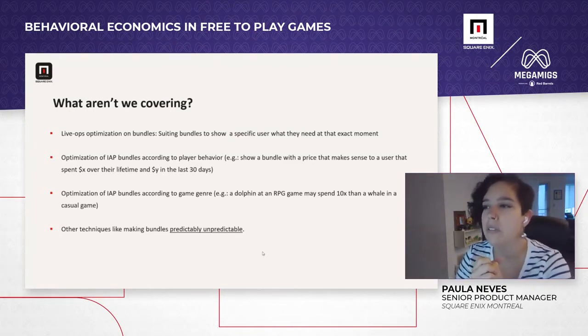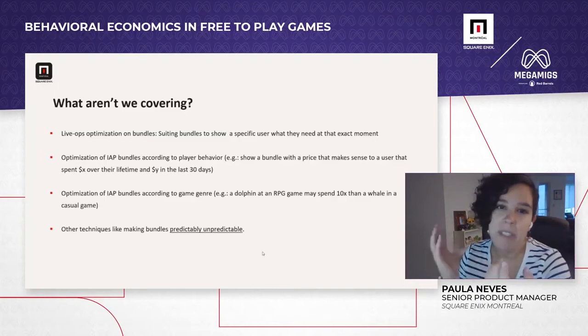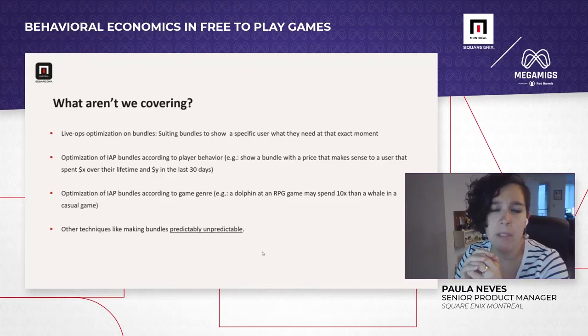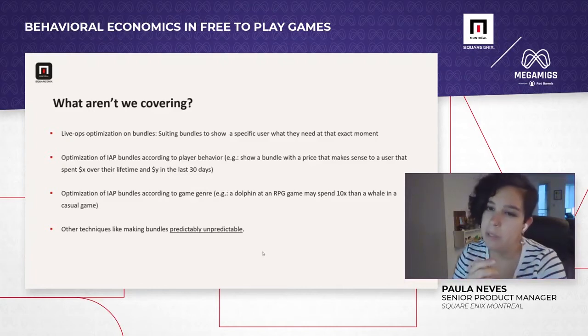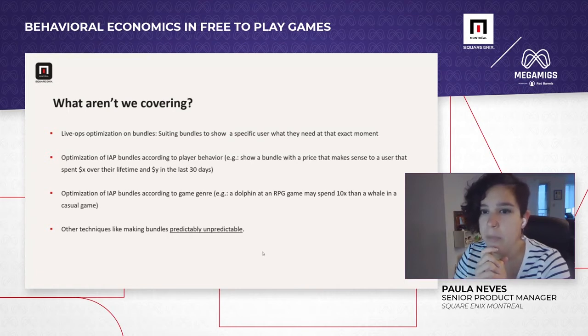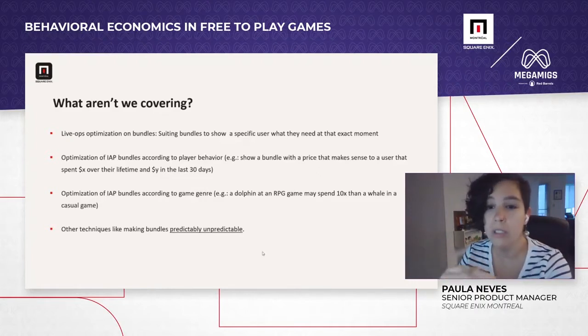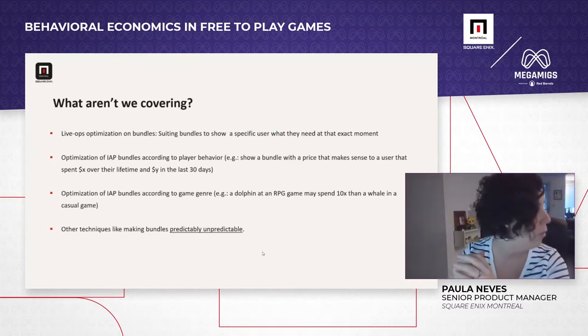Optimization of IAP bundles as well, according to game genre. So a dolphin in an RPG game may spend 10 times more than a whale. And other techniques like making bundles predictably unpredictable. This is a term that I like using that I saw in a Google talk. It's to avoid cannibalism. People know that you might have a sale every Tuesday, but they don't know the content of that bundle. So it makes them not cannibalize, not hold back on a sale that they would do, right?